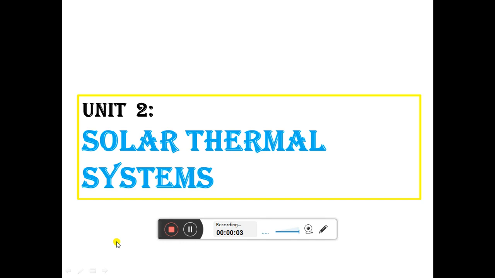In this lecture of the Energy Systems subject, we are going to study the second unit, solar thermal systems. So let us start with this unit. Solar energy, which is a renewable form of energy, is available free of cost and in abundance, at least in India.